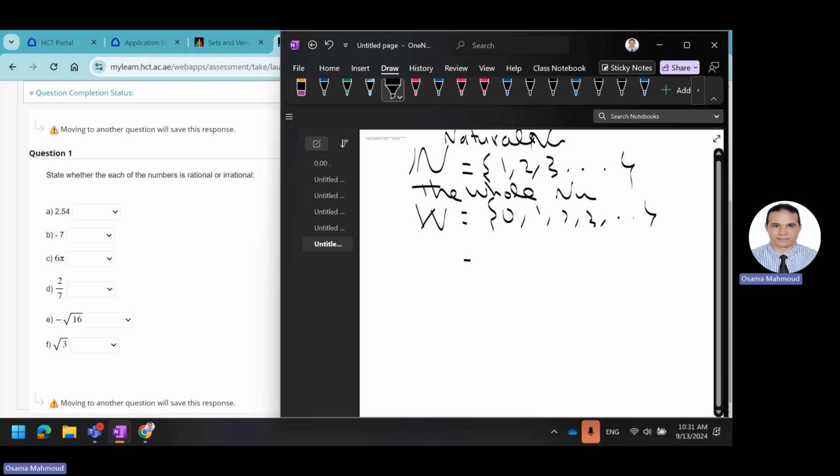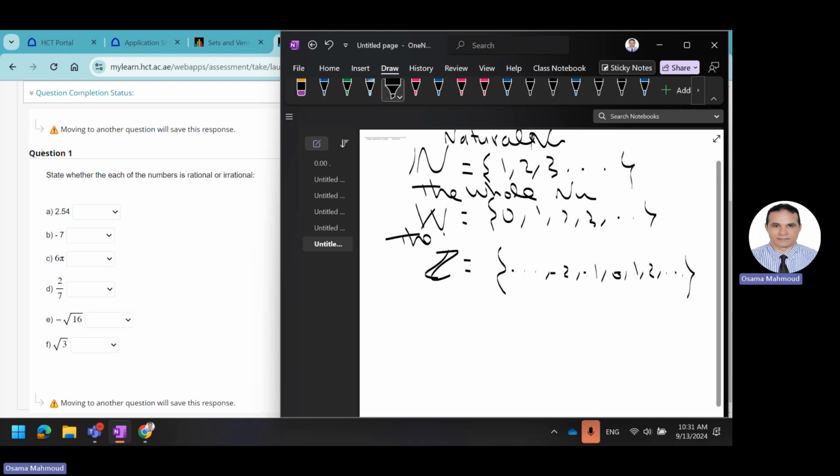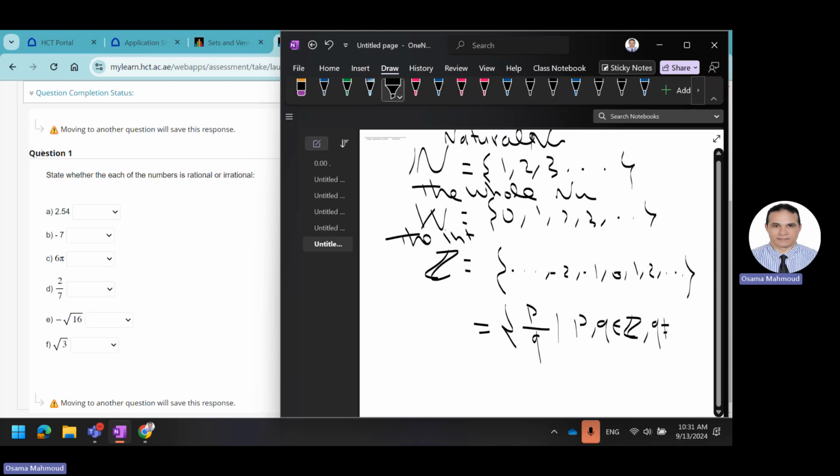If you have positive and negative, we call this one integers, and the notation, the integers. If you have two integers, one in the numerator and one in the denominator, بسط مقام, so p and q are integers, and the denominator will never be zero. المقام عمره ما يكون zero في الراشونال. تمام.